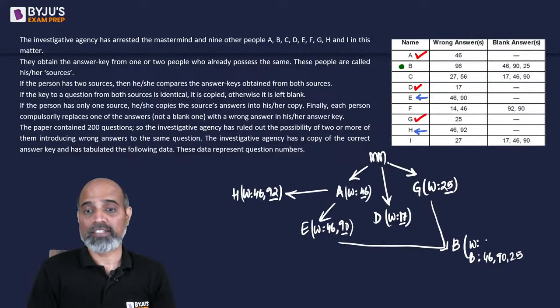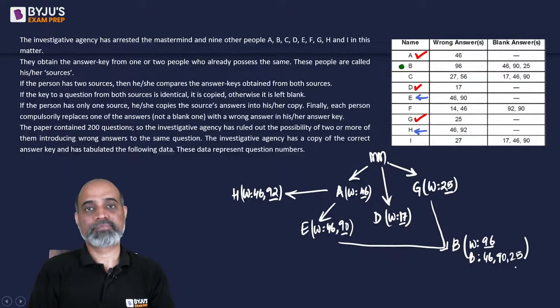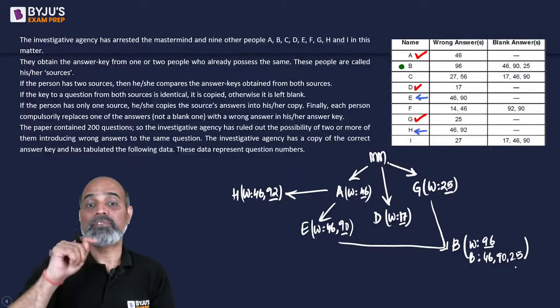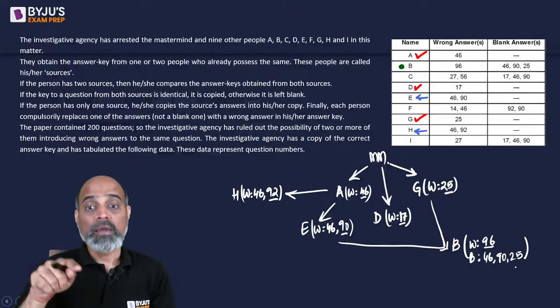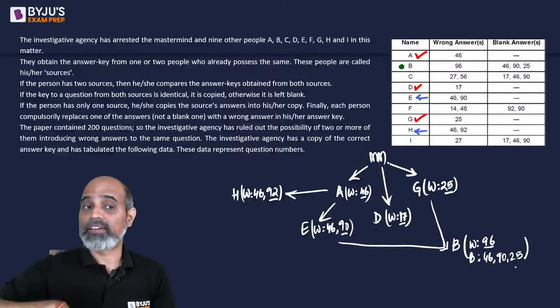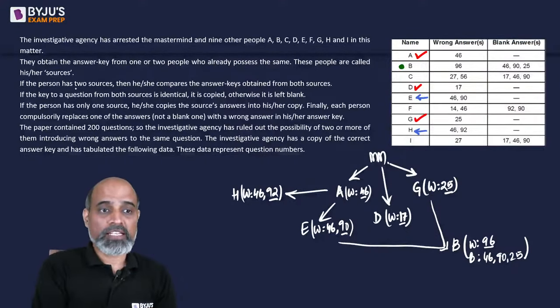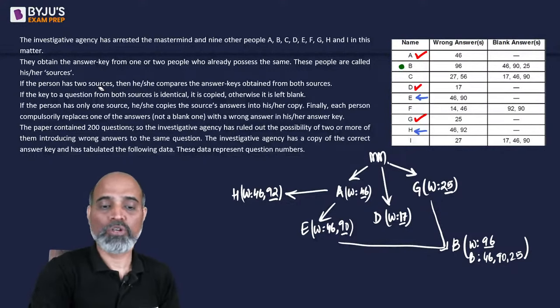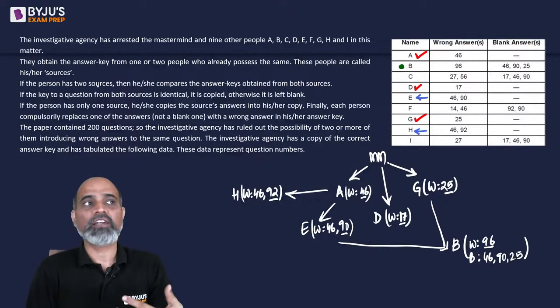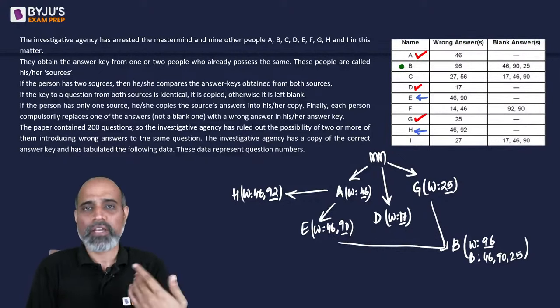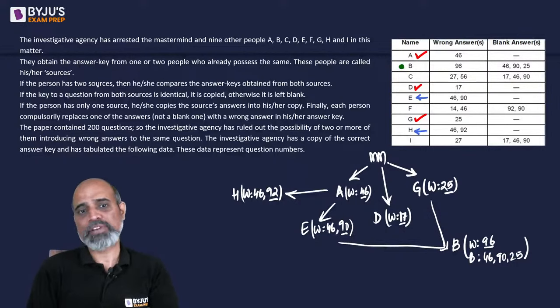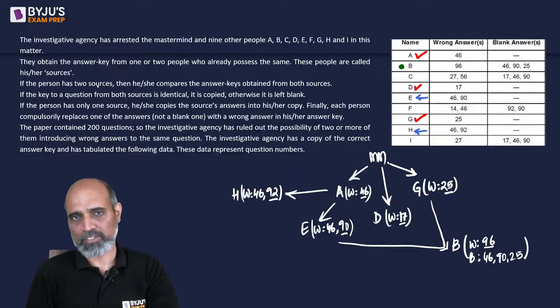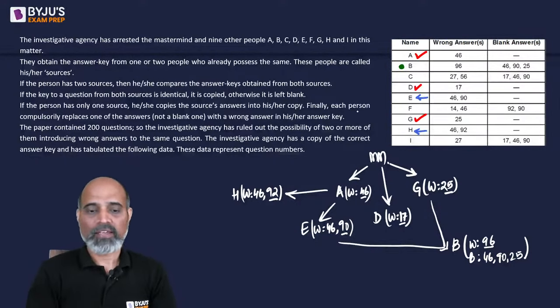So which wrong answer did B make? Question number 96 he made wrong on his own. So B is under E and G both. B is not going to be under A. Okay. So it is given that if a person has 2 sources, we are not going to take more than 2 sources. More than 2 sources, I was saying when we were thinking in layman terms, in reality what could have happened. It's given that a person has only 2 sources, that is fine, not more than 2. Let's go to the next person, C.